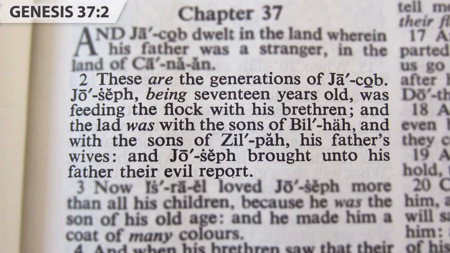Genesis 37:2. "These are the generations of Jacob. Joseph, being 17 years old, was feeding the flock with his brethren, and the lad was with the sons of Bilhah and with the sons of Zilpah, his father's wives, and Joseph brought unto his father their evil report." So Joseph was used to feeding the flock. He was used to being a shepherd. And take note, he was 17 years old when they sold him into slavery. And so he is very familiar with being a shepherd.